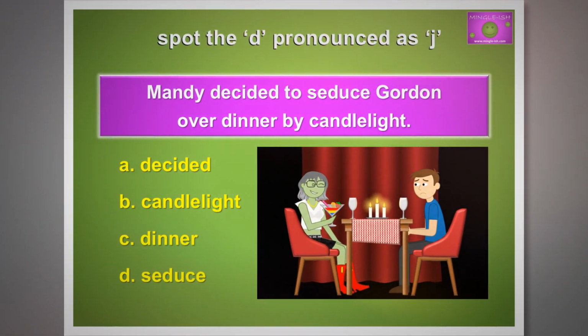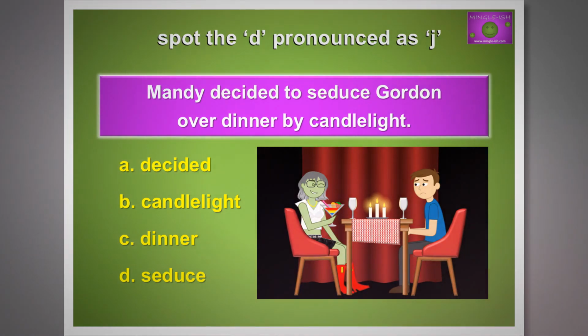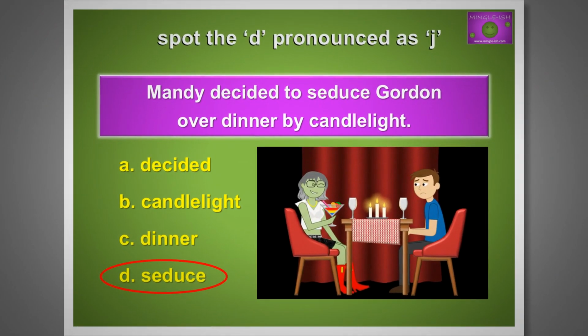Mandy decided to seduce Gordon over dinner by candlelight. Is it A, decided, B, candlelight, C, dinner, or D, seduce? The correct answer is D, seduce.